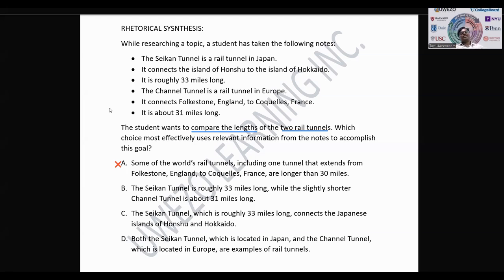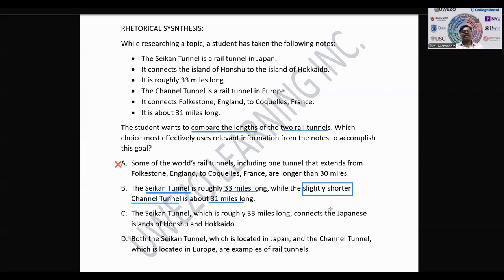Option B says the Seikan tunnel is roughly 33 miles long, while the slightly shorter Channel tunnel is about 31 miles long. Now here we are talking about two tunnels, Seikan tunnel and Channel tunnel, and we are showing a comparison, that is, one is slightly shorter than the other. One is 33 miles long, the other one is 31 miles long. So here we are talking about two tunnels. We are showing a comparison in their length. So hold on to option B.